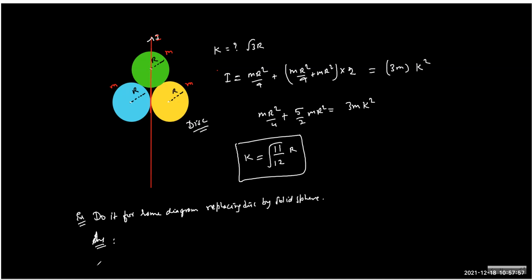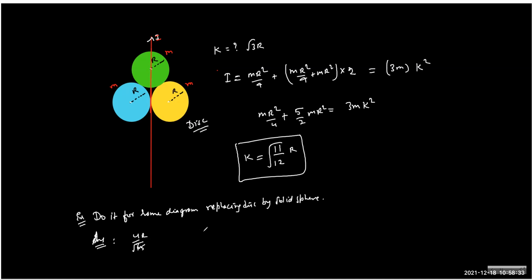So 4 by root 5. Hello? Sir, I am getting 4r by root 15. How much? 4r by root 15. So I'm getting 4r by root 5. Okay. Sir, 4r by root 15. So 15. Okay. No, I'm also getting root 15, sorry, not 5.